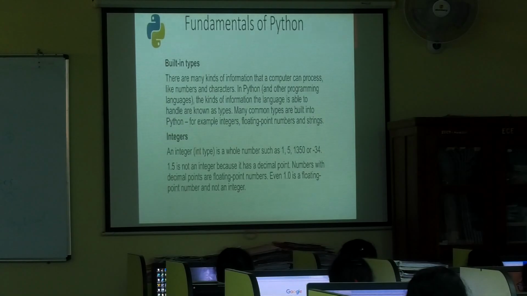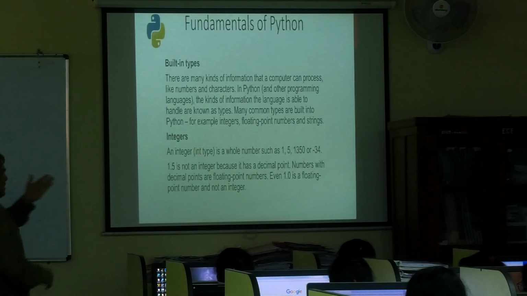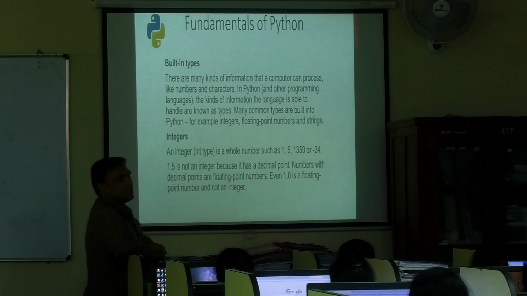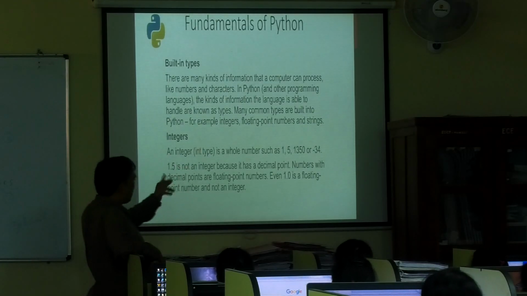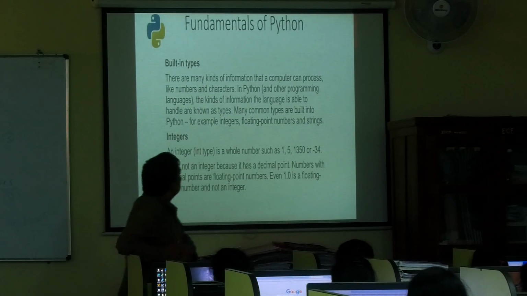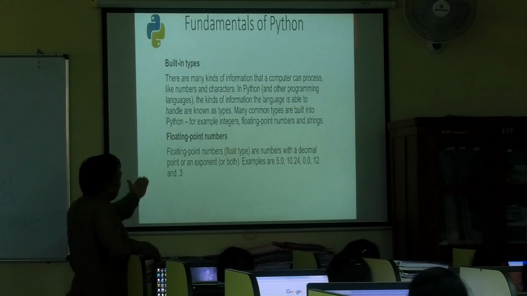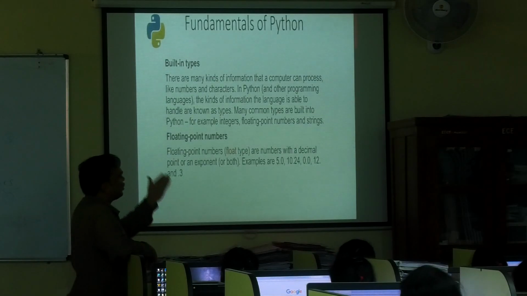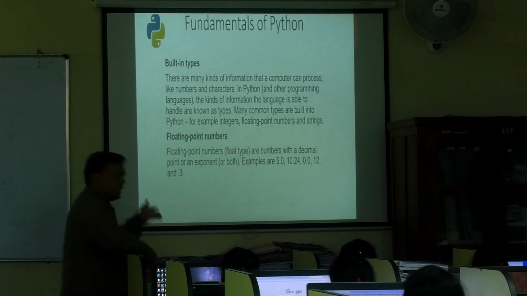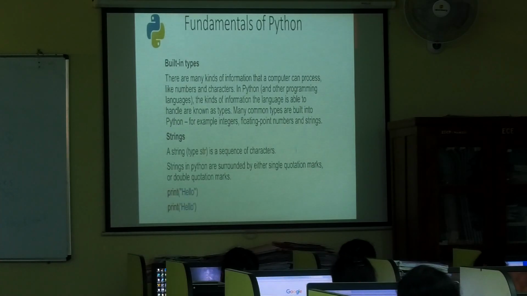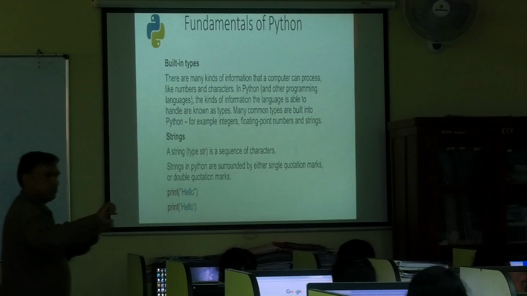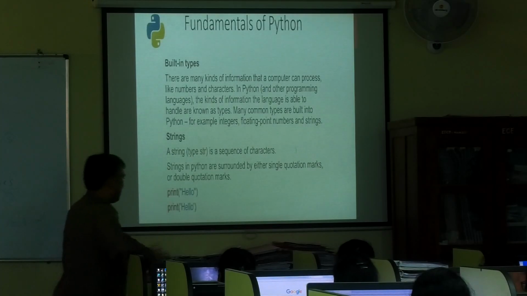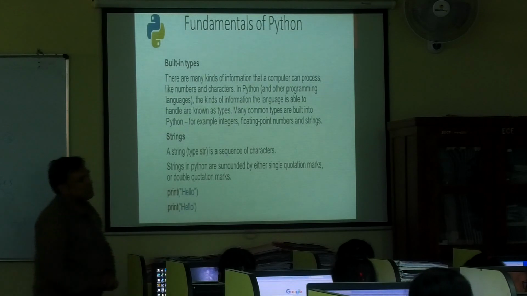So according to that, integers are numbers such as 15, 11350 or -35. 1.5 is not an integer because it has a decimal point. But 1.5 you have to declare as a float. Next, floating point numbers. Floating point numbers are numbers with a decimal point and exponent. Both will be there, like 5.0, 10.24, 0.0, 12. So this is another data type. Next, related to that is string. A string is a sequence of characters. That means a string in Python is surrounded by single quotation marks or double quotation marks. Like print hello world, hello world. Both are strings we can declare.